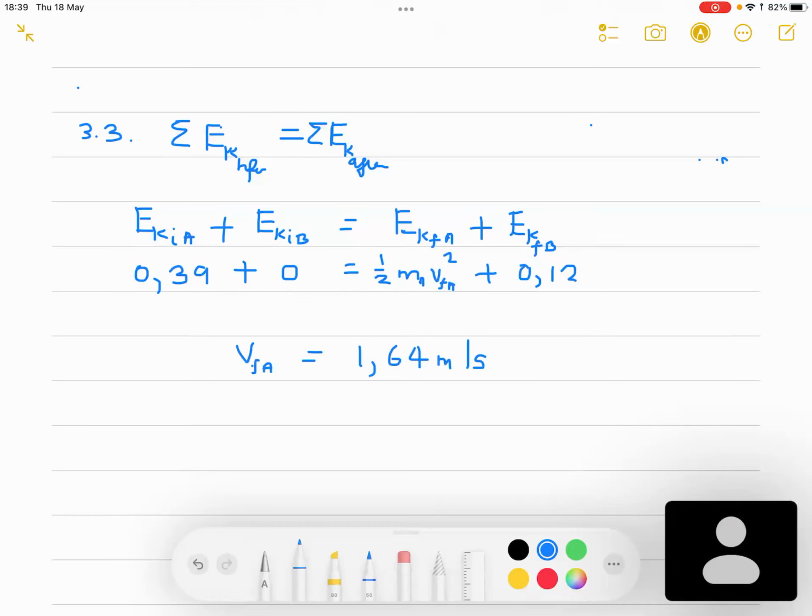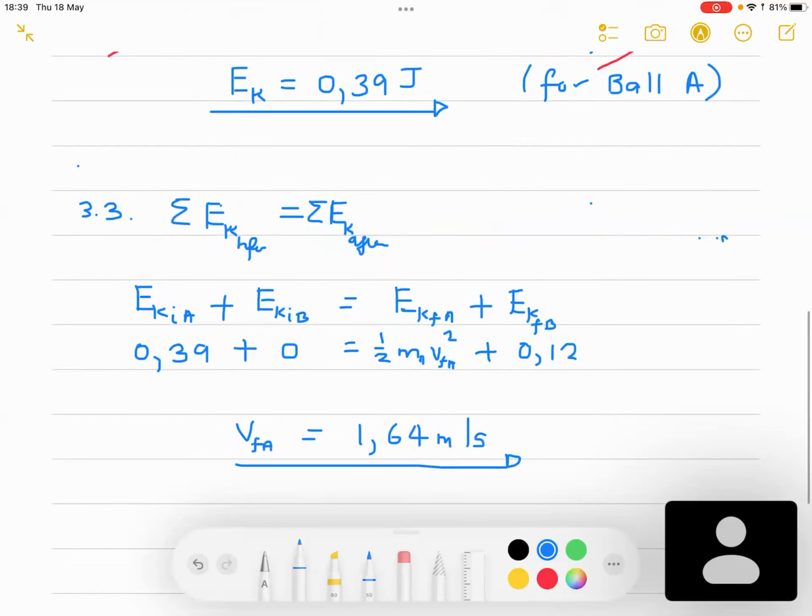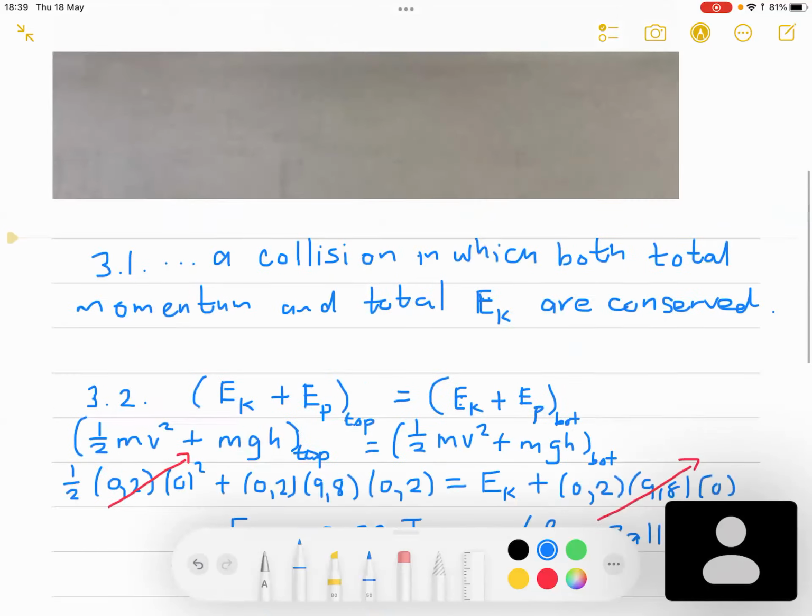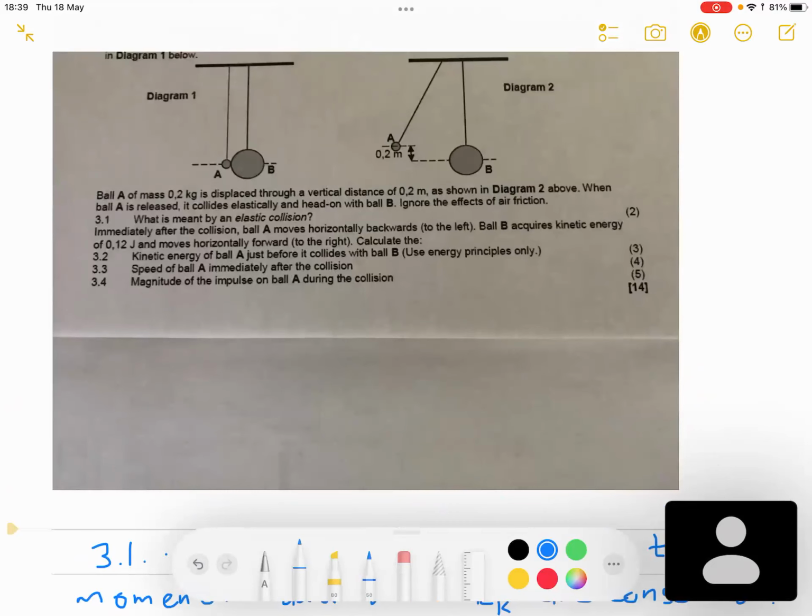Okay, that's the answer to this question about what is the speed of ball A immediately after the collision. And that's what it is. Okay, the next question says, calculate the magnitude of the impulse on ball A during the collision.